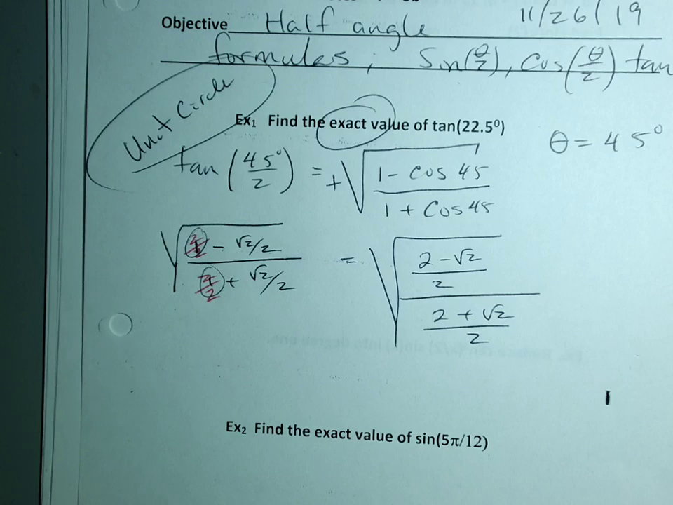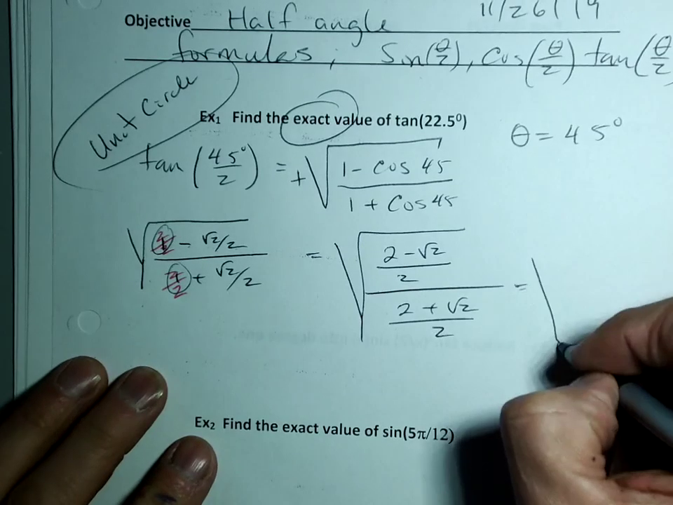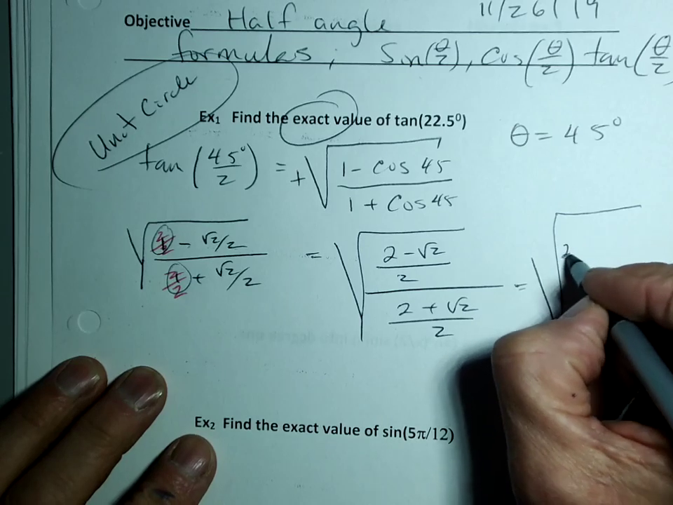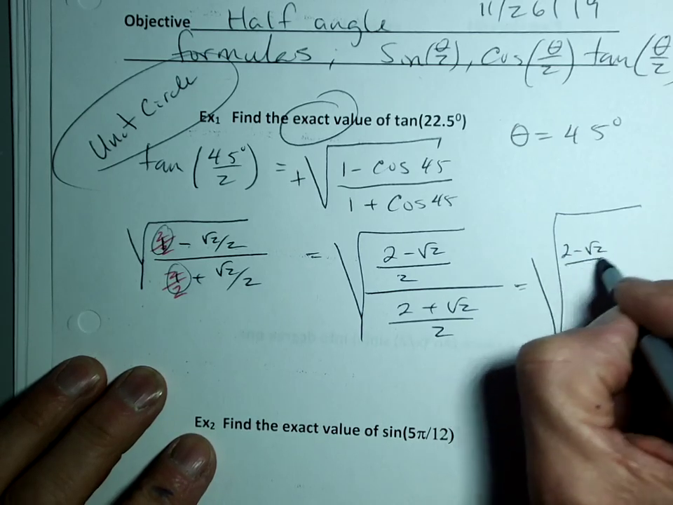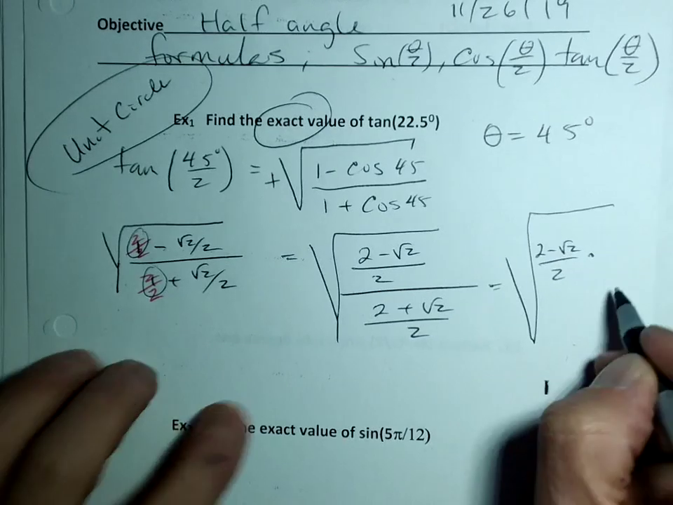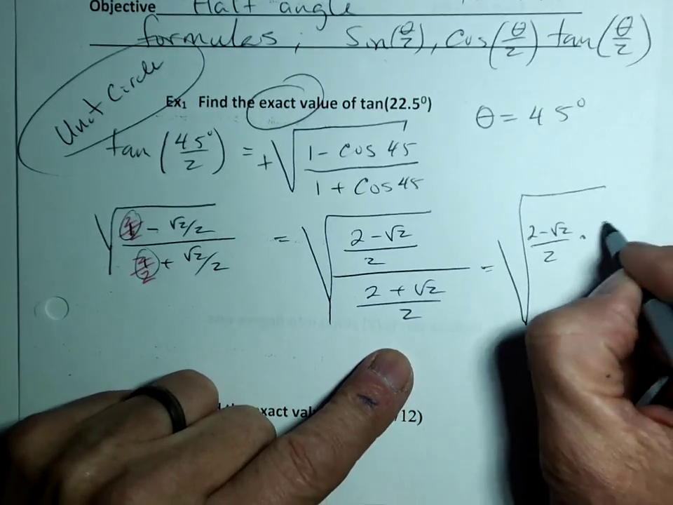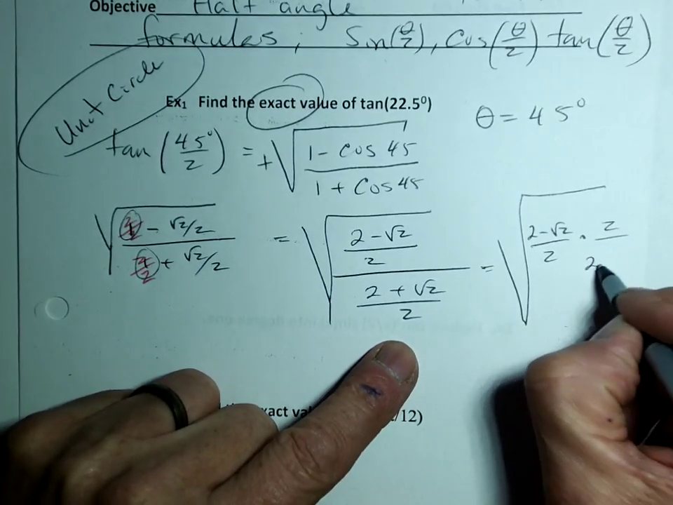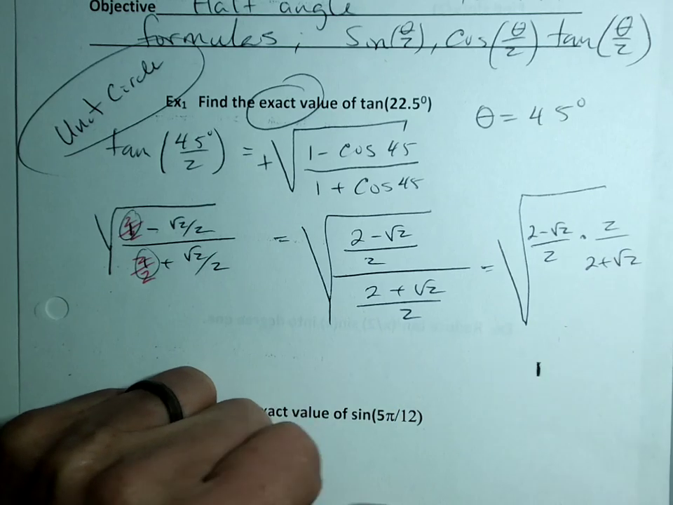Okay, I got a fraction divided by a fraction, so let's invert and multiply, okay? So I'm going to rewrite this as the big square root of (2 minus the square root of 2) over 2, times, flip it, right? Flip it, times 2 over (2 plus the square root of 2). Okay, now we can cancel.